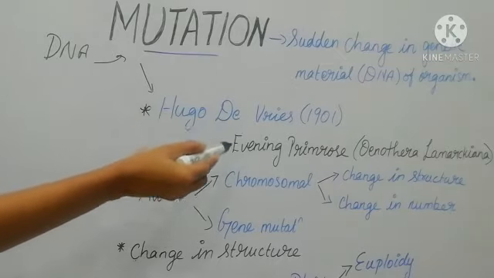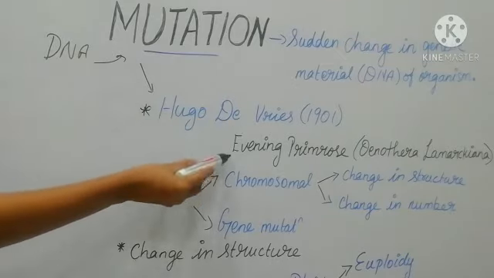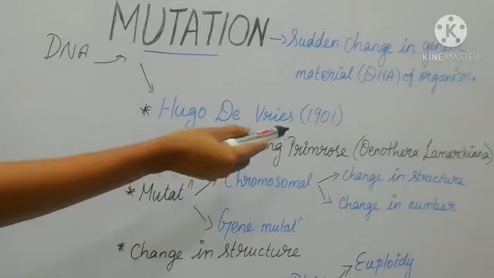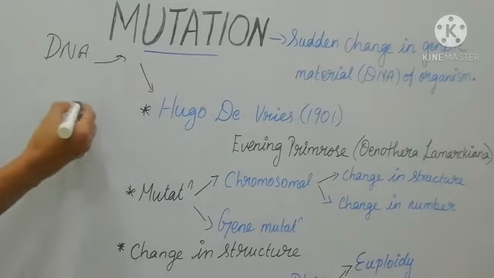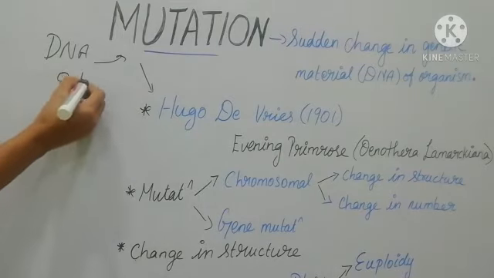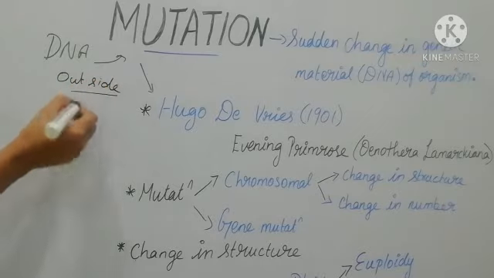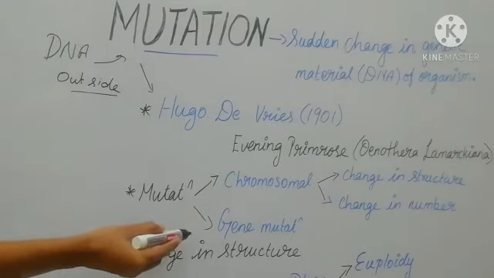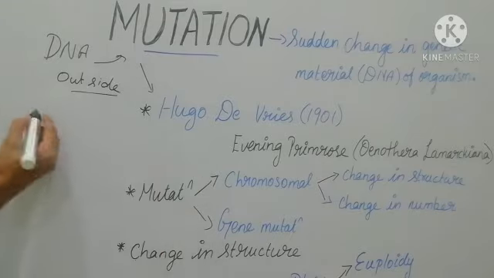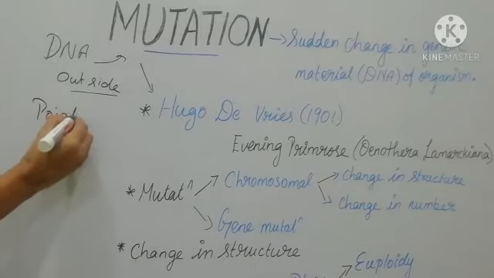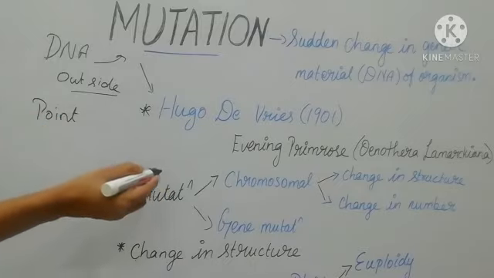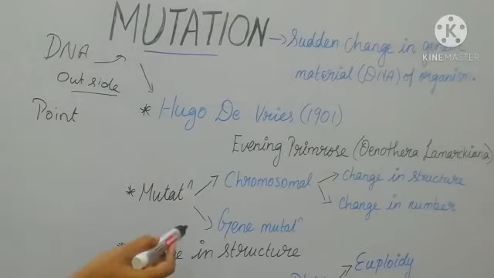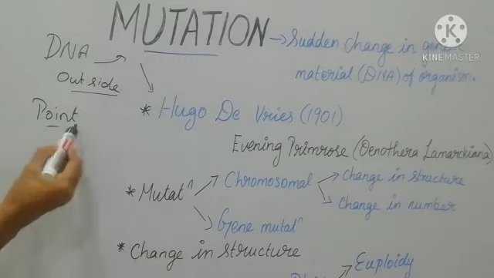He observed some phenotypic changes in the evening primrose plant, whose biological name is Oenothera lamarckiana. Phenotypic changes means some changes in the outside appearance of this plant. And here the mutation is of two types: chromosomal mutation and gene mutation. Gene mutation is also called point mutation. Chromosomal mutation means the mutation takes place in the chromosomes, and in gene mutation the mutation takes place in a particular gene, that is the point mutation.